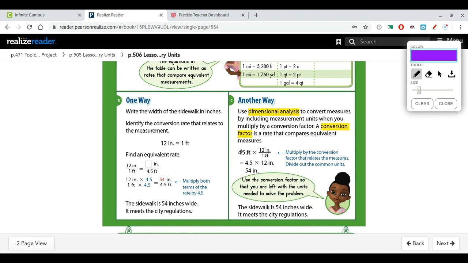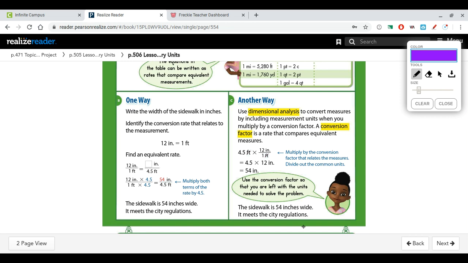So here's what I did. I took 4.5 feet and I times that by 12 inches over 1 foot. So notice I want inches, so inches is going to be the measurement that I put on top of the rate. When I multiply 4.5 feet times 1 foot, these two units of measurement go away. So I'm only left with 12 inches. So that's why it says divide out the common units. So I'm only left with 4.5 times 12 inches, which equals 54, which is essentially what I did. I just did not show you this step.